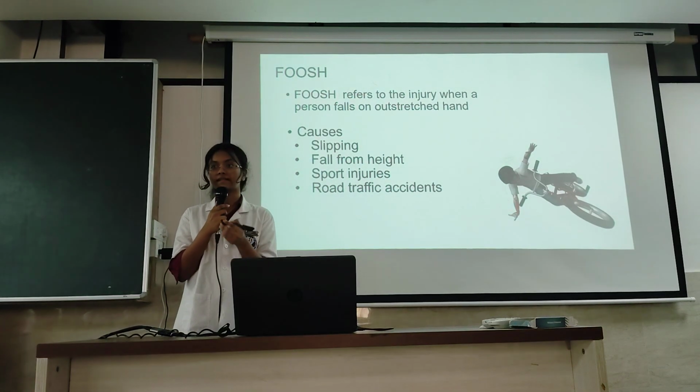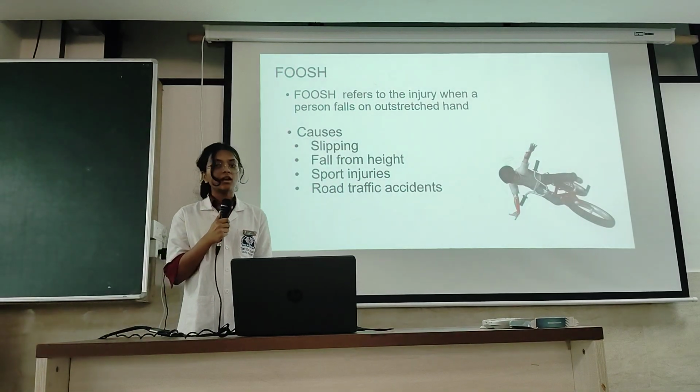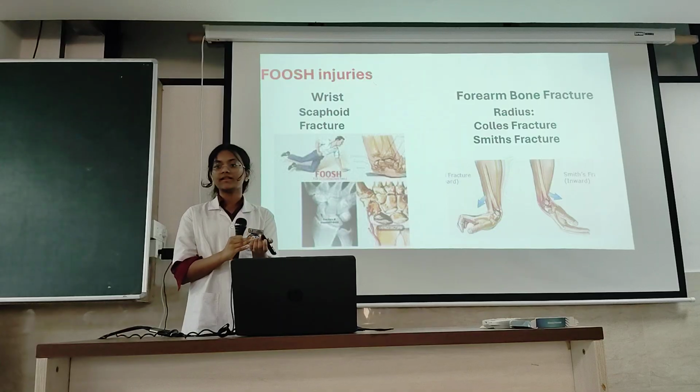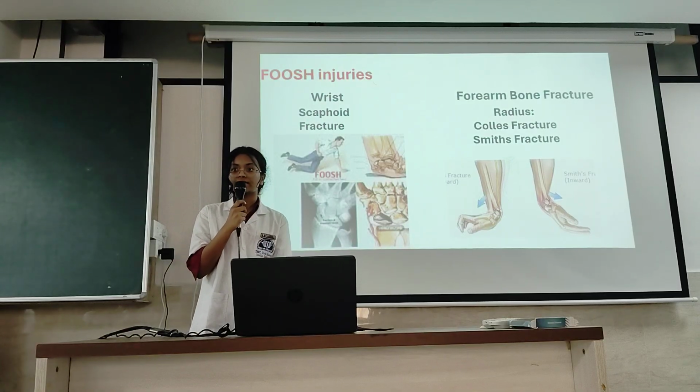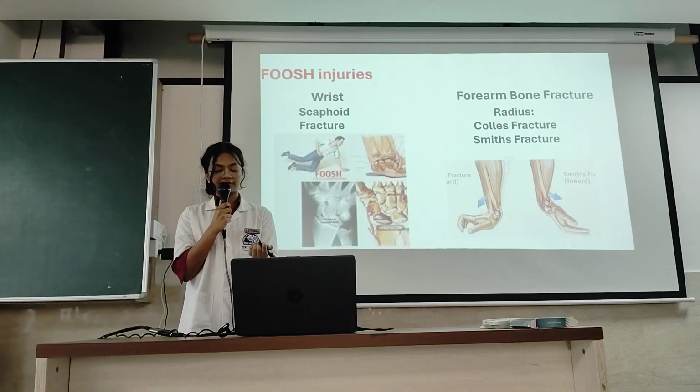It can be caused due to slipping, fall from height, sports injuries, and road traffic accidents. The areas prone to FOOSH injuries are the wrist joint, the forearm bones, the humerus, and the clavicle. In the wrist joint, scaphoid is the commonest bone to be fractured.